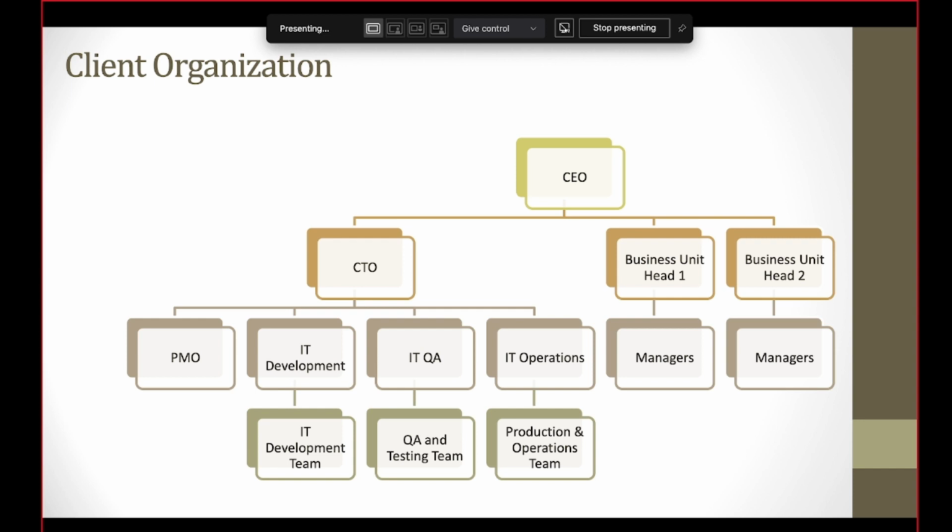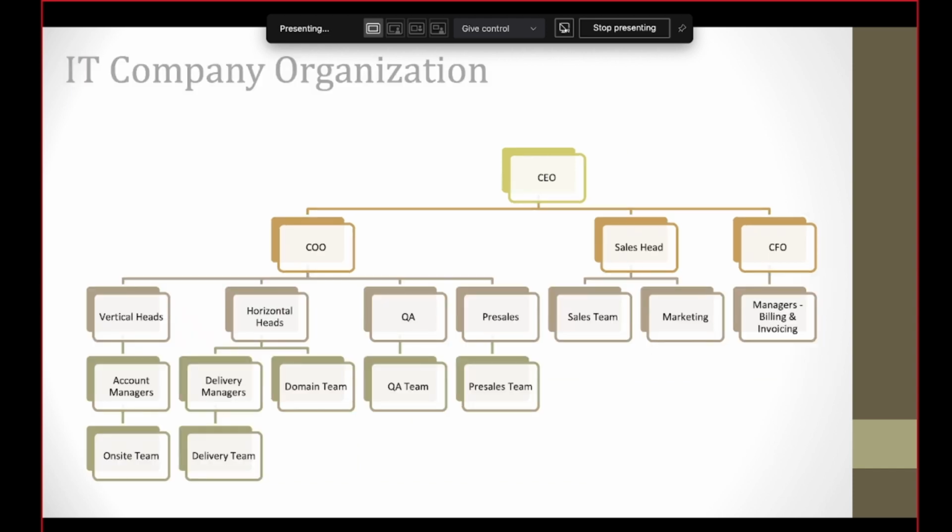And business units and managers are the actual business people who will be heading the real business. If it is eBay, then the business unit heads will be for different merchandise options. Someone will be managing the electronics division of eBay, someone will be managing the clothes and apparel division. Under them there will be managers. So this is a typical client organization. Not every organization follows the same thing, but this is a typical and general form of a client organization.